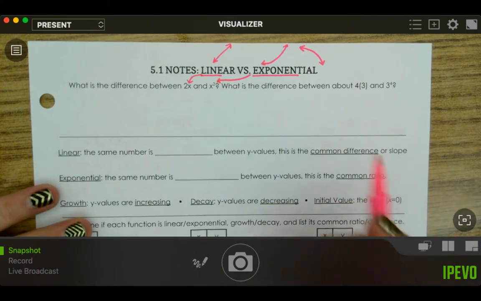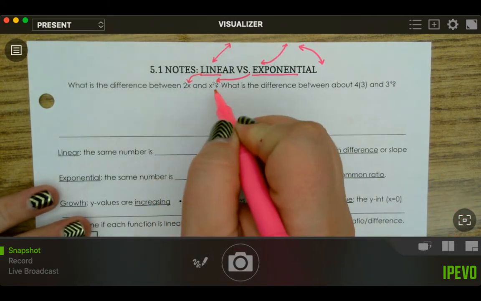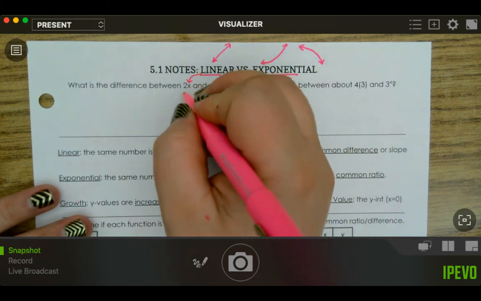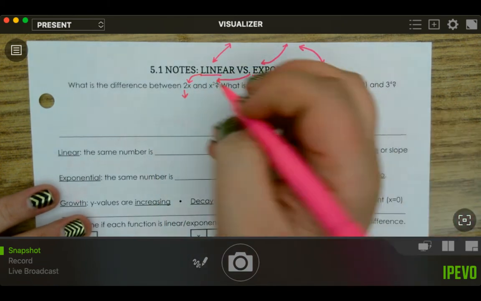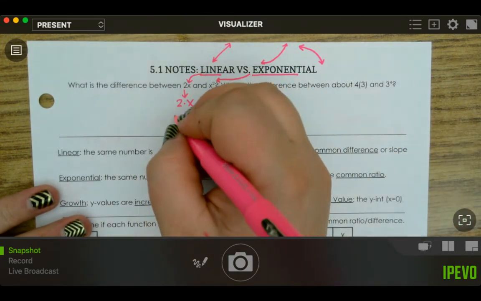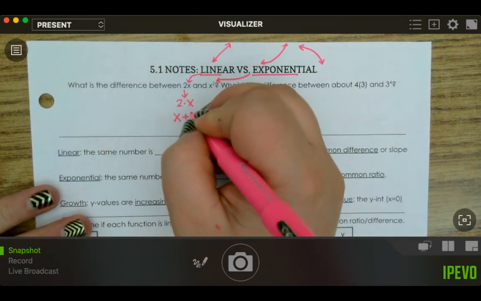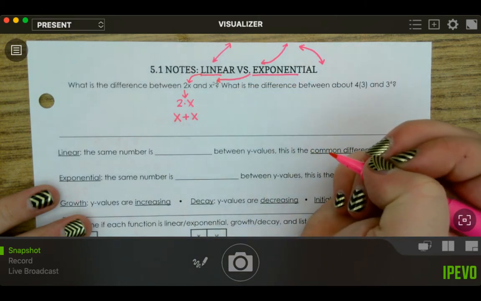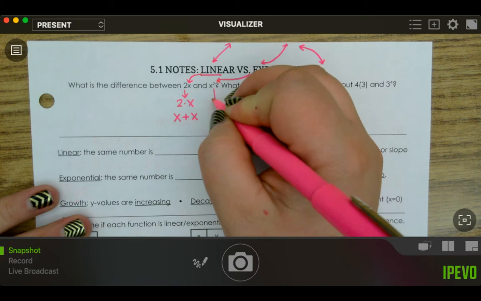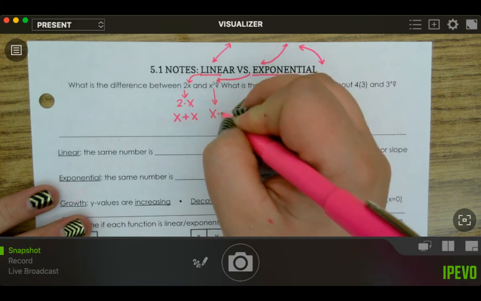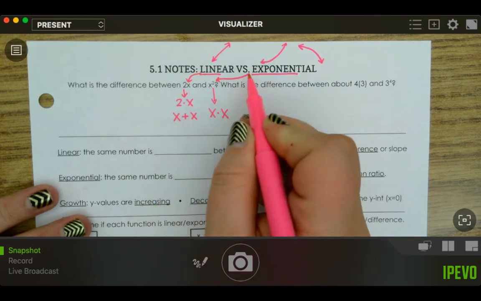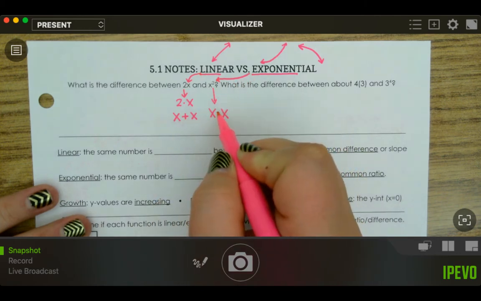In an equation, the difference between 2x and x squared, so whether that 2 is in front or an exponent, is this. This is 2 times x. And when we say 2 times x, what we mean is you're taking two x's and adding them together. Over here, x squared means that that's how many times you're multiplying x by itself. So linear adds together and exponential multiplies together.